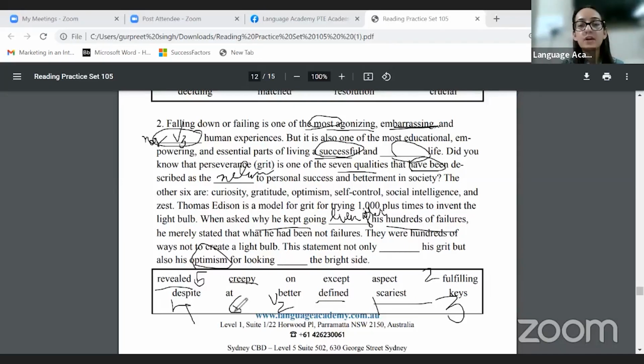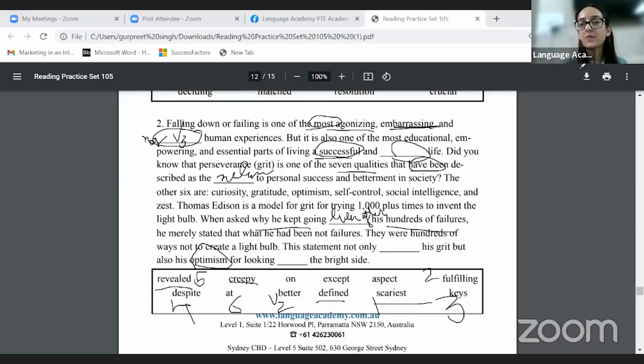Any confusions, anyone? The first one is third form of verb and the answer should be a negative word, so we go with scariest. The second one, we need an adjective for life, a positive adjective, so we'll go with fulfilling. Third one, after "the" comes a noun and it should be plural because you're talking about 7 qualities. "Have been" made it very clear to us. So we go with keys. Despite in place of even after. And this statement not only revealed, means not only showed his perseverance, but also his positivity for looking at the brighter side.